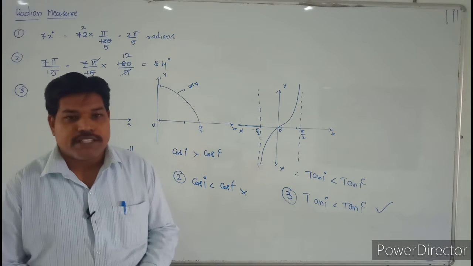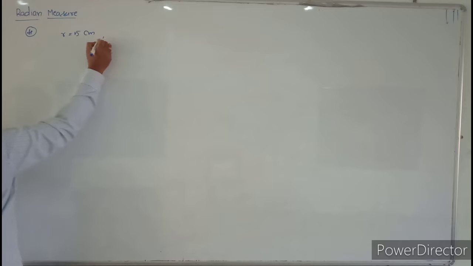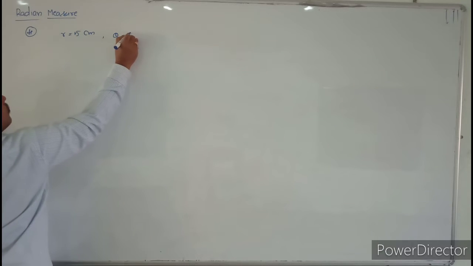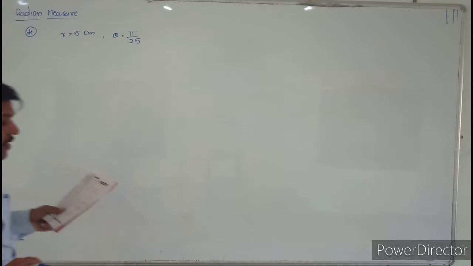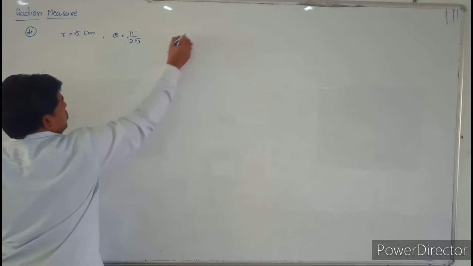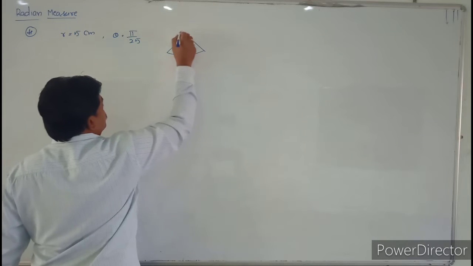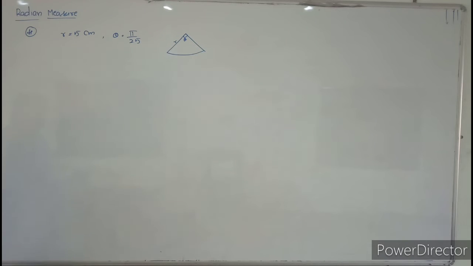Okay. So see that question, students. Question number 4. What is question number 4? When usual notations r is equal to 5 centimeters and theta is equal to pi by 25 radians, then the area of the sector is... So this is r and this is theta. The radius is given and theta is given.